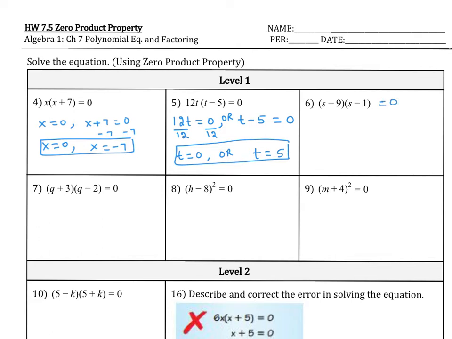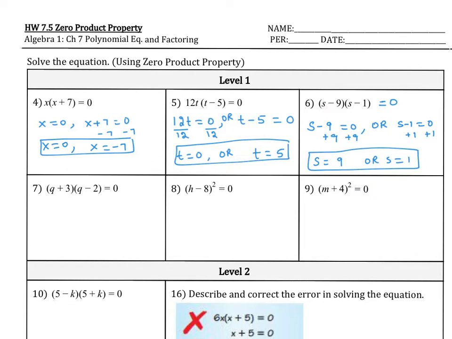In this case, I'm going to put that equal to 0, and maybe we missed putting it equal to 0. So either s minus 9 equals 0 or s minus 1 equals 0. And you're going to solve for s. So either s equals 9 or s equals 1. So in order to make this product equal to 0, either s should be 9 or s should be 1 to make the product equal to 0.